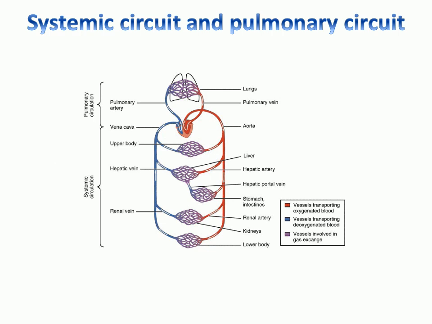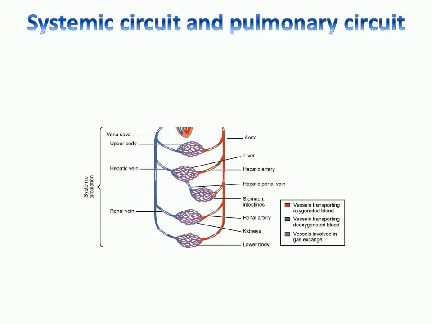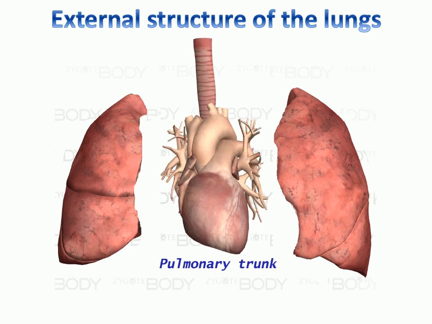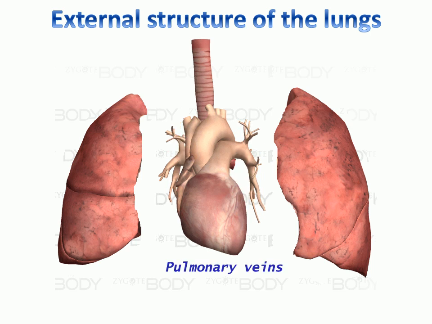It is opposite to the systemic circuit in that the arteries of the pulmonary circuit carry deoxygenated blood while its veins carry oxygenated blood. The heart is located between the lungs, and the pulmonary arteries transport blood to the lungs, and the pulmonary veins return blood to the heart. Now, let's look at the structure of the lungs and the airway.